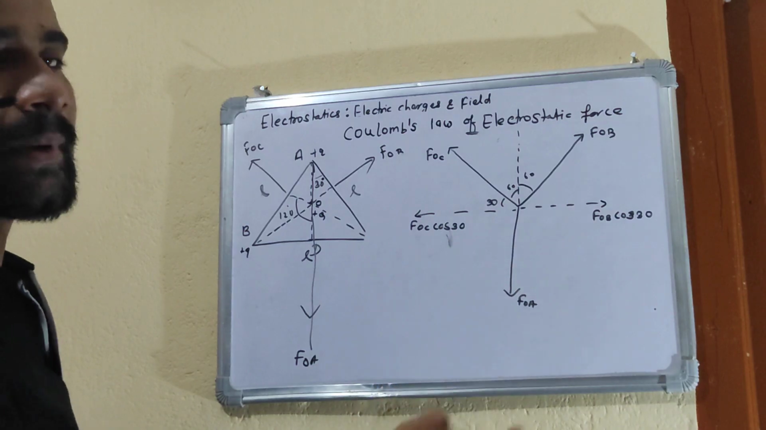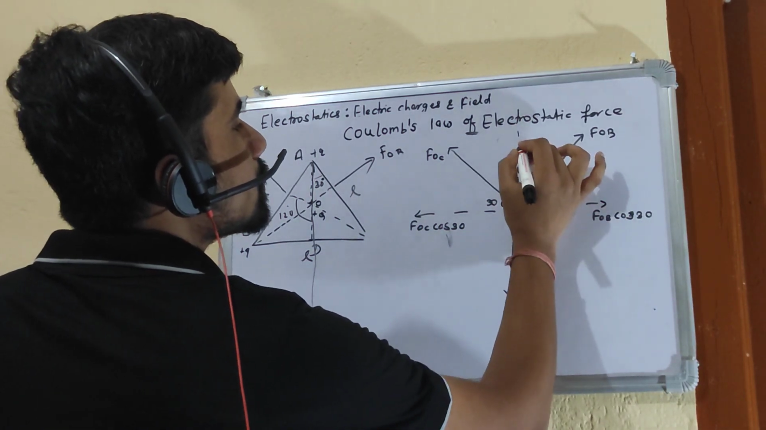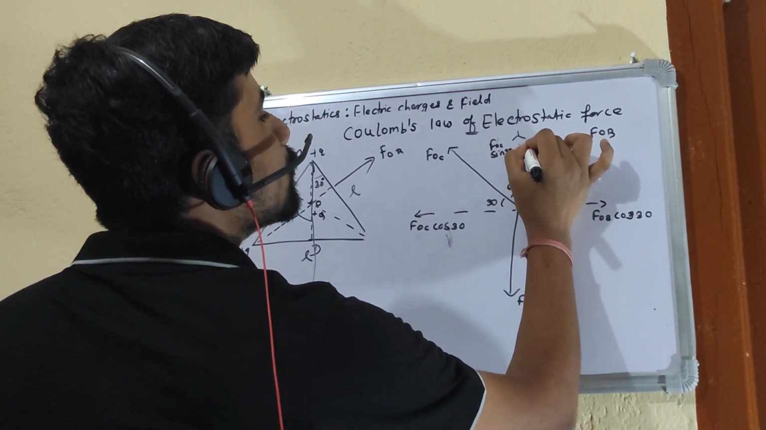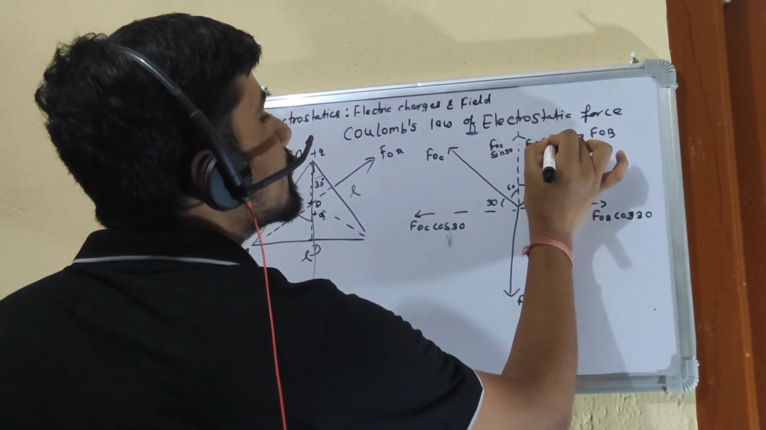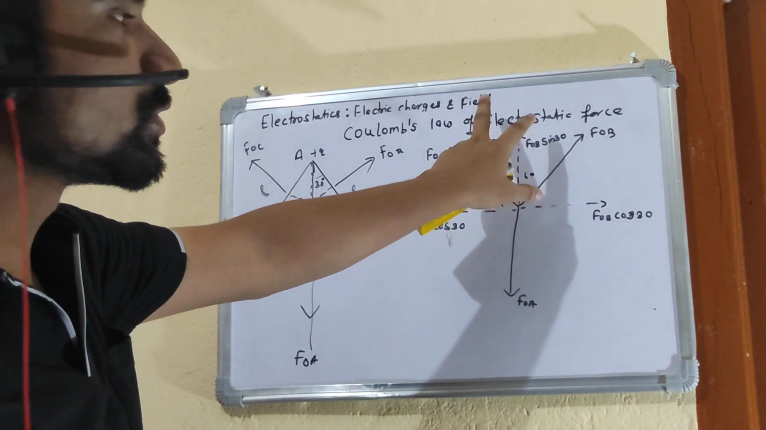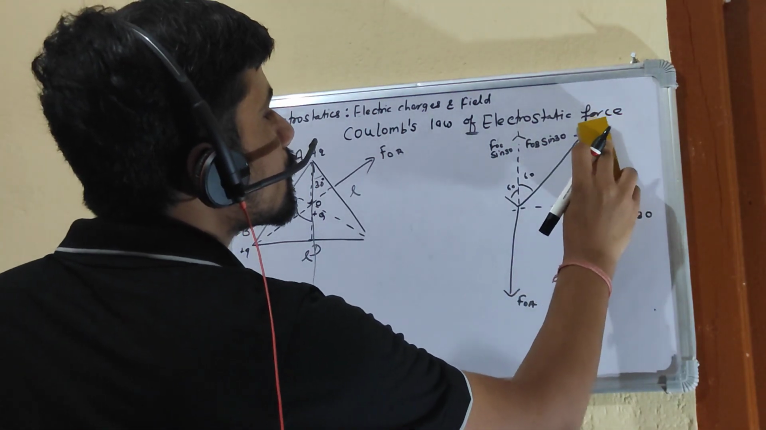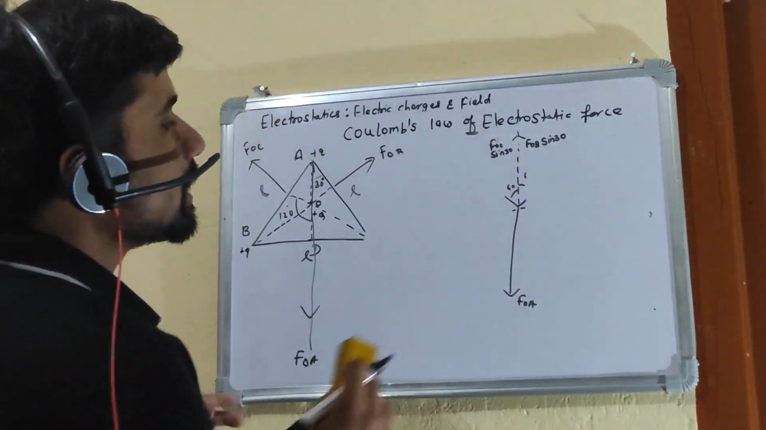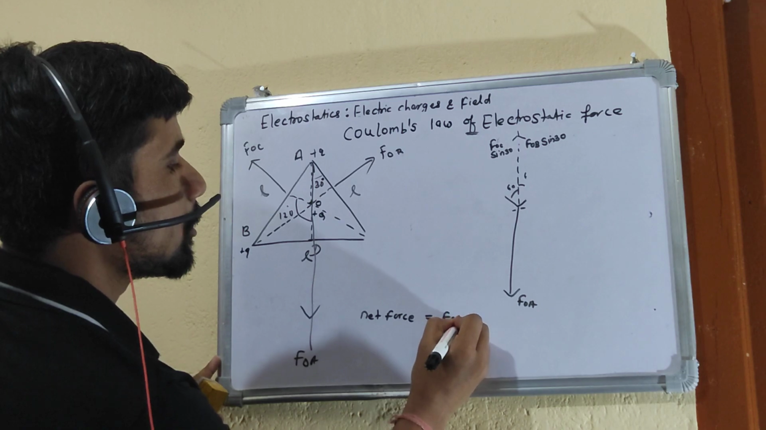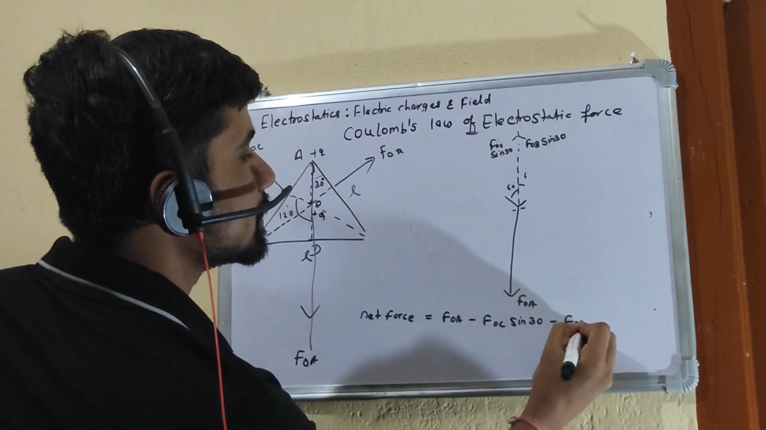So these two components are anti-parallel, they'll cancel each other, right? So the component of interest is the sine component. The component here will be FOC sin 30 and FOB sin 30, right? Now the net force is FOA and the addition of these two in this direction. So now let's remove all this. So net force is FOA minus FOC sin 30 minus FOB sin 30.